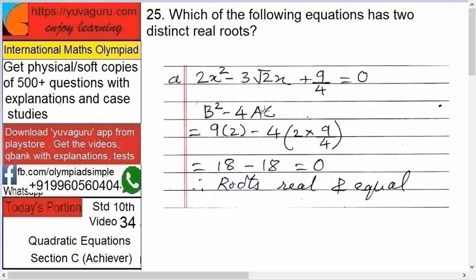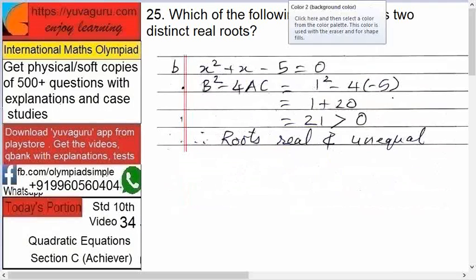Therefore b square minus 4ac is what? 9 into b square, 3 root 2 square, so 9 into 2, 18 it will be. 18 minus 4 into a, which is 2, into c, which is 9 by 4. So solve this, you will get 18 minus 18, 0. So 0 means what? Roots are real but equal, they are not distinct. So it does not have distinct real roots.